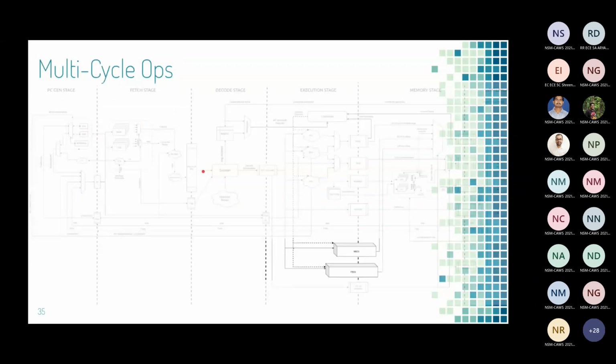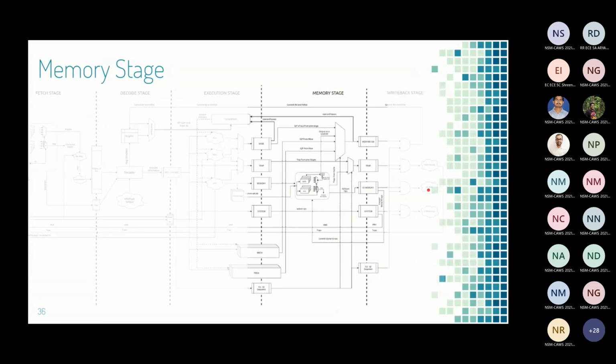You can also have multi-cycle operations. For example, if you perform multiplications or floating point operations, they start in the execute stage, but they will take a significantly longer number of cycles, maybe 8 cycles. For example, division takes 64 cycles and more. And only then are the results available in the memory stage.